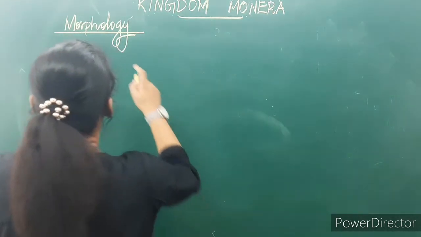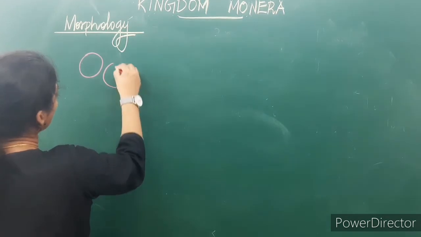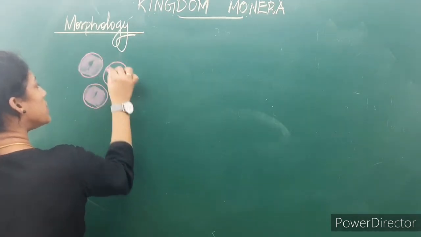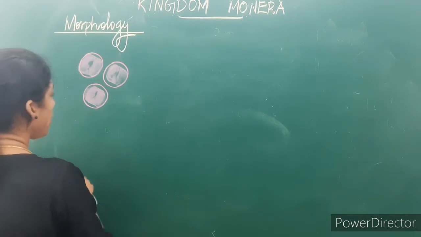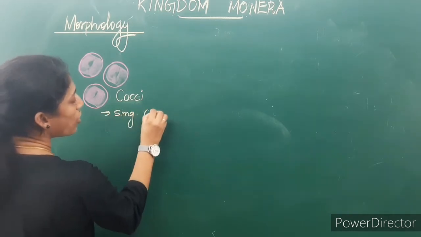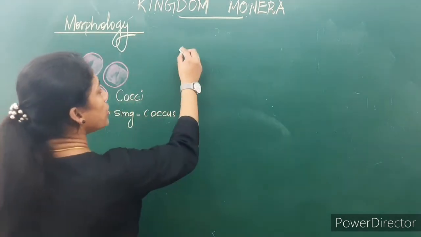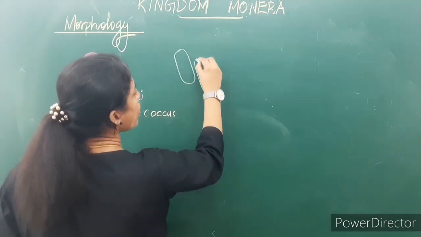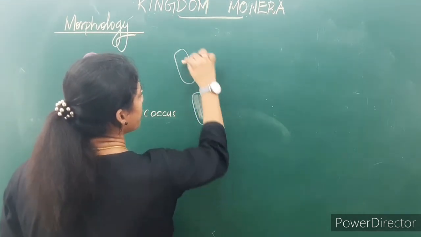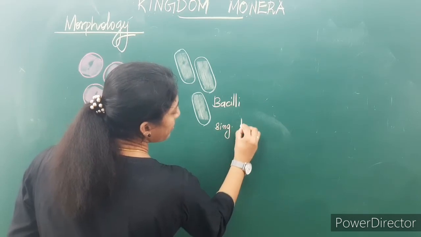So the morphology of bacterium, when we discuss, we can see bacteria in four common shapes. Some bacteria are spherical. They are known as cocci. The singular term, if it's one, is coccus. Whereas some bacteria are rod shaped. Such bacteria are known as bacilli. The singular term, if it's one, is bacillus.